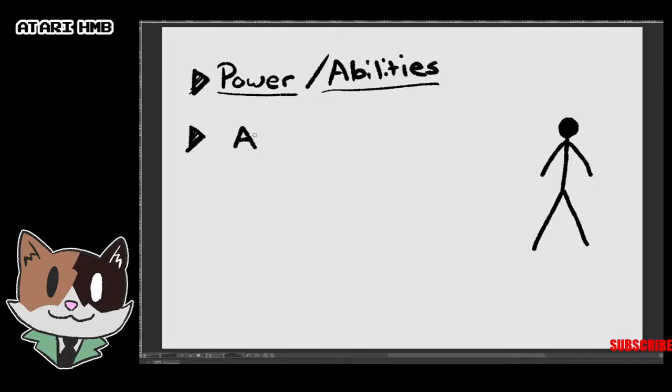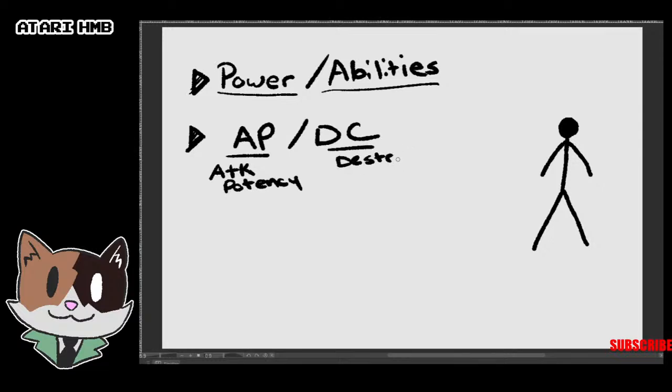Next is AP and DC. AP is something we know as attack potency. So attack potency is the ability an attack has, the potency of how powerful something is. Whereas DC is a little bit more specific. It's the destructive capacity. Now, these two, I put them around the same category because they're essentially the same thing to a degree, as they record power.